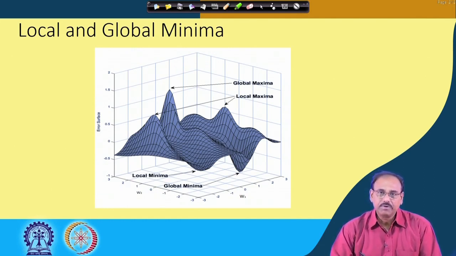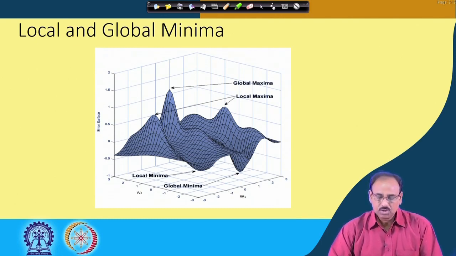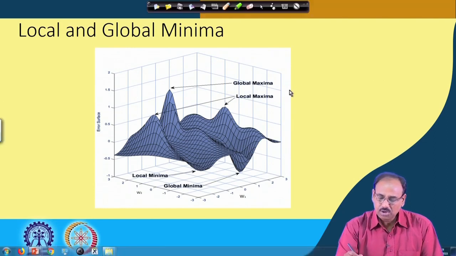Earlier, in the case of support vector machine, we have seen that the loss function is convex, which is what we always want, because then I do not have the problem of local minima or global minima. But in general, we will see later that we can have situations where the loss function is not necessarily convex.